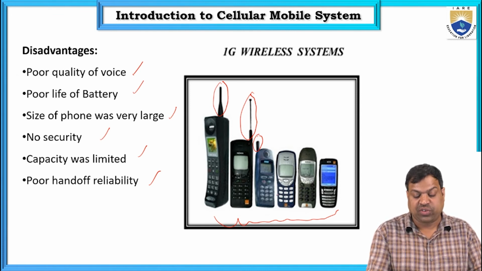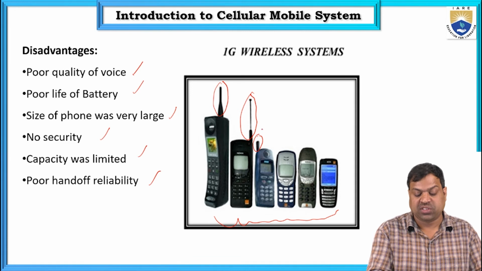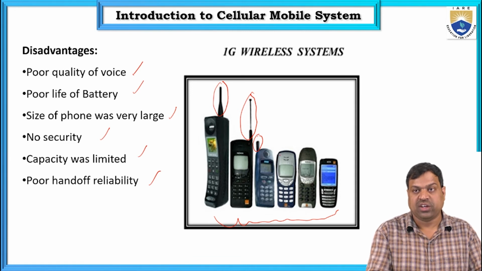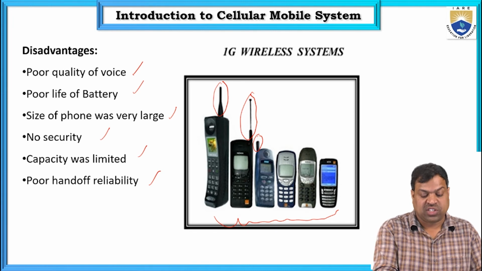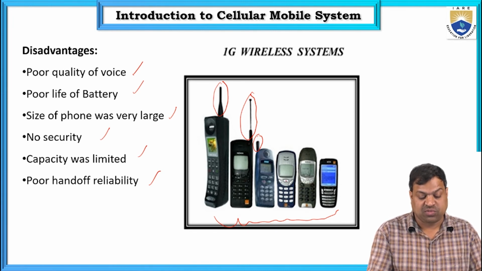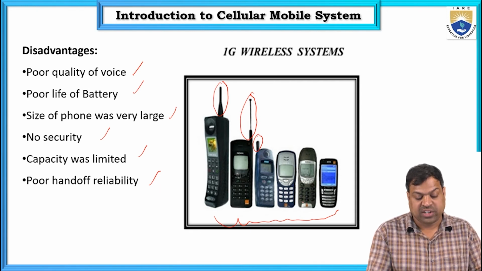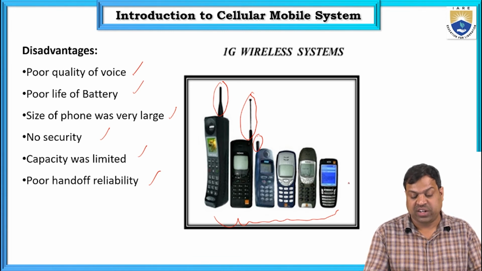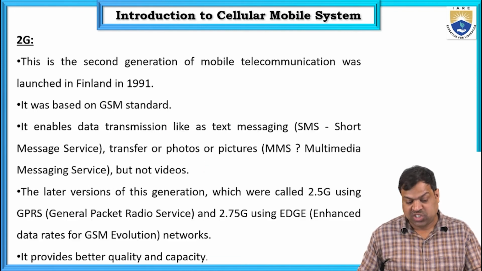It is difficult to use outside. We have to keep it in the pocket or carry it outside. It is difficult because the antennas are showing like this, and the size is also very high. It is not good; the size of the phone is very large. There is no security, the voice quality is very poor, and the capacity was limited. Poor handoff reliability and poor battery life; the lifetime of the battery is very less. So these are the disadvantages of 1G wireless.